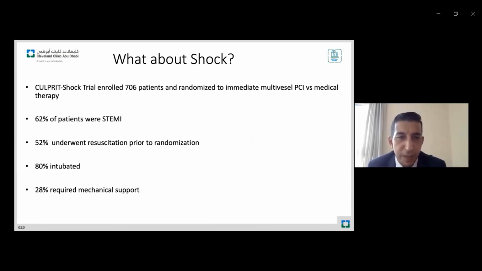It enrolled over 700 patients. Not all STEMI, only about 60% of them were STEMI, but the same kind of concept. 52% of them had needed resuscitation, so they're pretty sick patients. 80% of them were intubated. Almost a third of them required mechanical circulatory support.